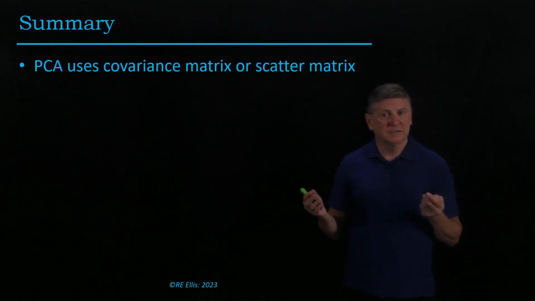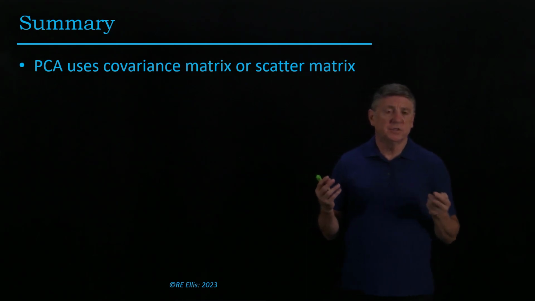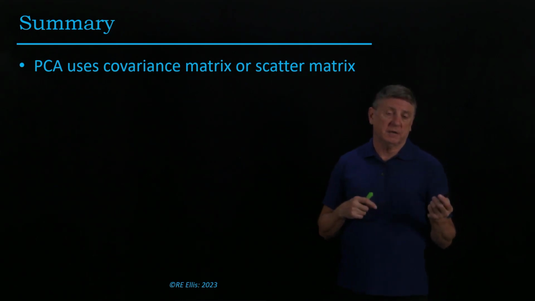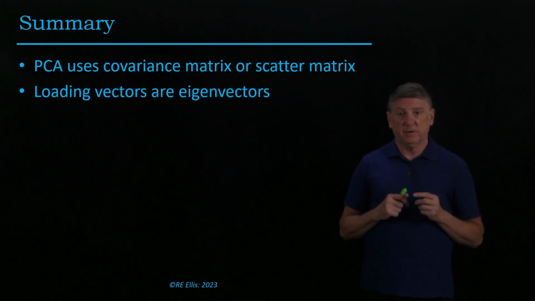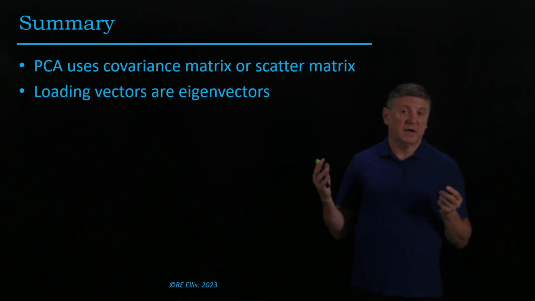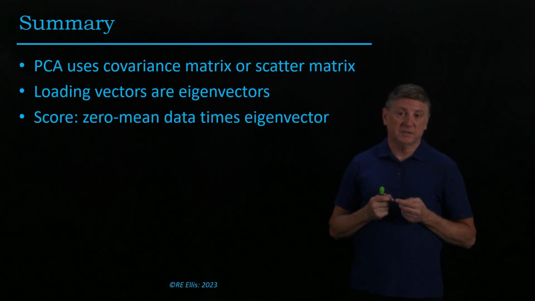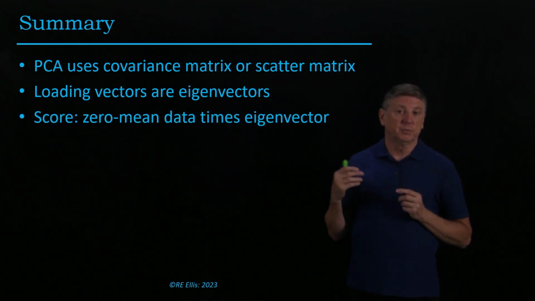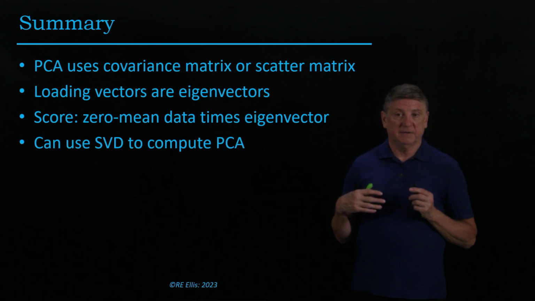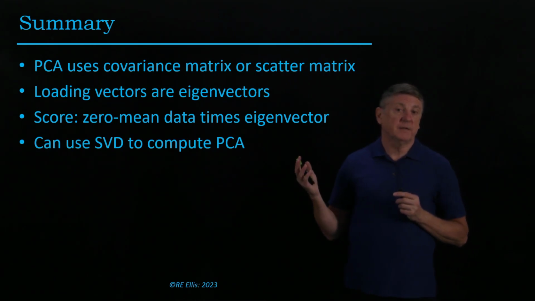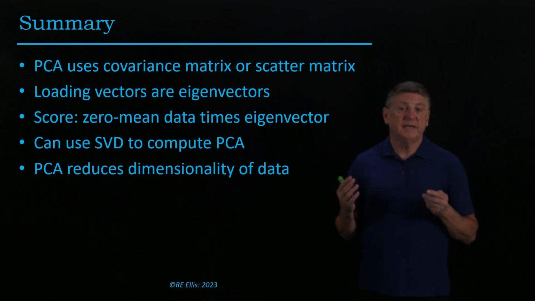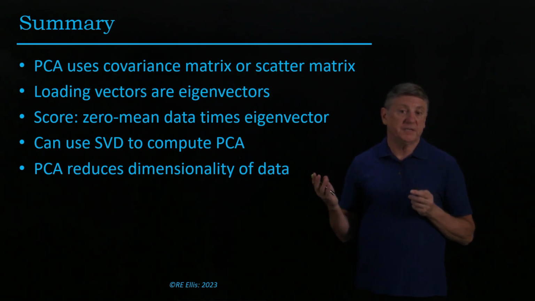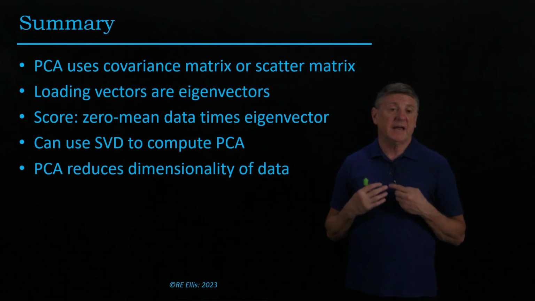So how can we summarize this session? Well, PCA uses either the covariance matrix or the scatter matrix, depending on how you want to interpret those latent variables. The loading vectors are eigenvectors of the covariance matrix. Scores are the zero mean data times the eigenvectors. We can use the singular value decomposition to compute principal components analysis, and PCA is an effective way of reducing the dimensionality of data for data that have a reasonably linear model underlying them.